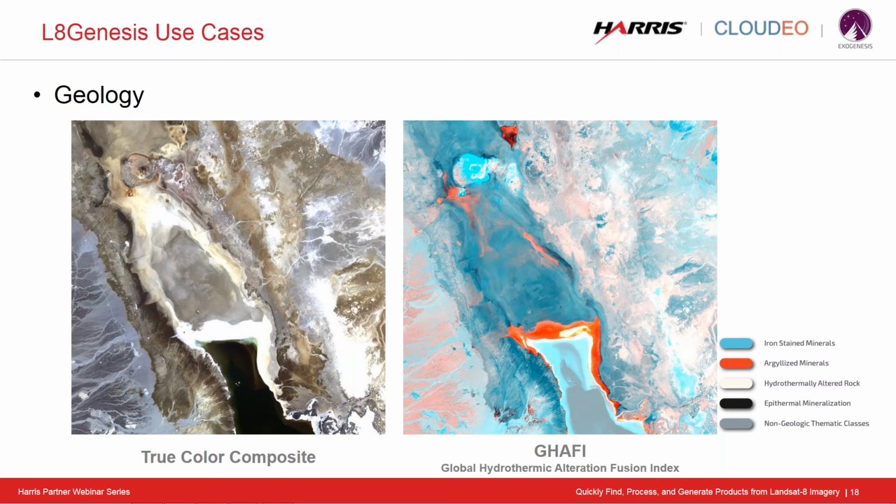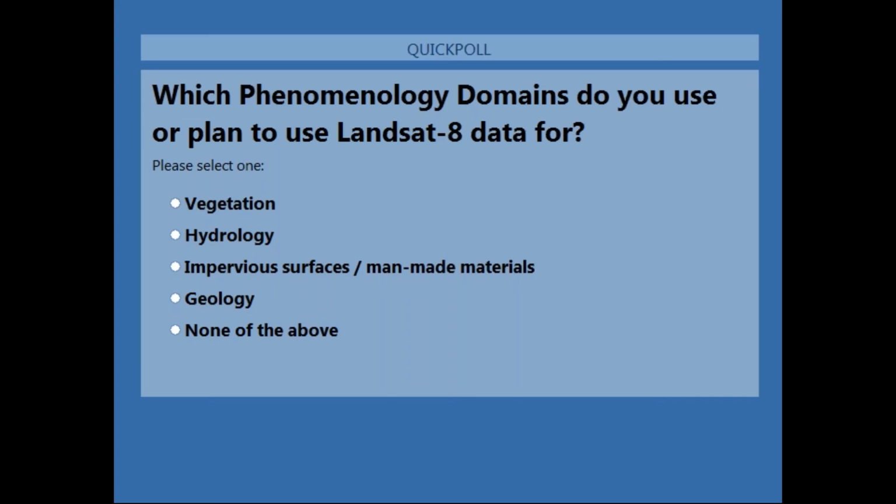Great, thank you, Tim. We'd like to invite you to take part in the third and final poll question now. The question is, which phenomenology domains do you use or plan to use Landsat-8 data for? The options being what Tim has just mentioned: A, vegetation; B, hydrology; C, impervious surfaces or man-made materials; D, geology; or E, none of the above. So we'll give about 15 to 20 seconds on this one as there's more time to think.